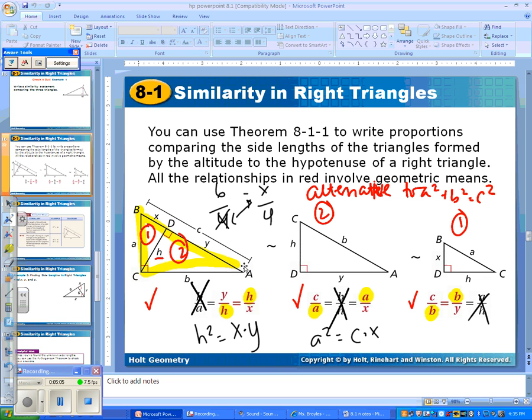B squared is going to equal this part of the hypotenuse, y, times the whole hypotenuse, c. And let's see if that's correct. B times b is b squared, c times y. Oh my gosh. B is the whole hypotenuse, y is the part of the hypotenuse.